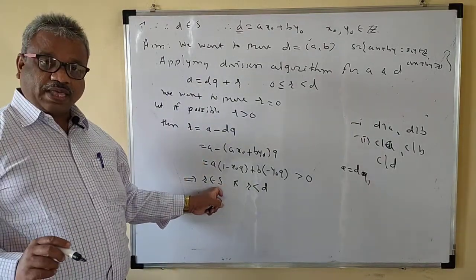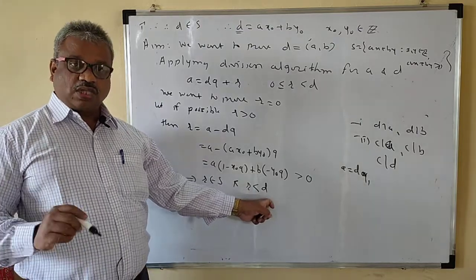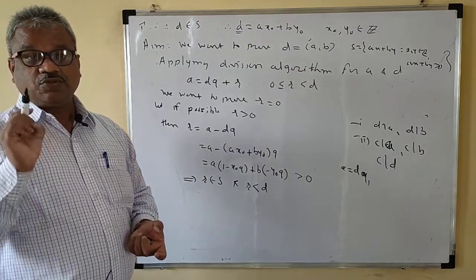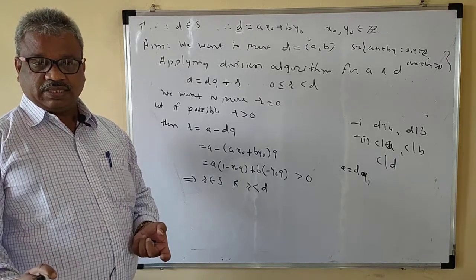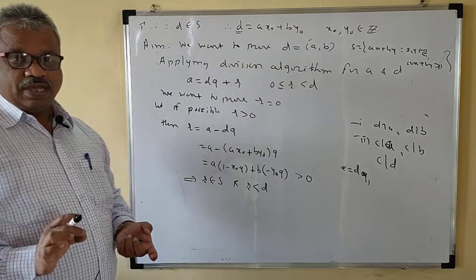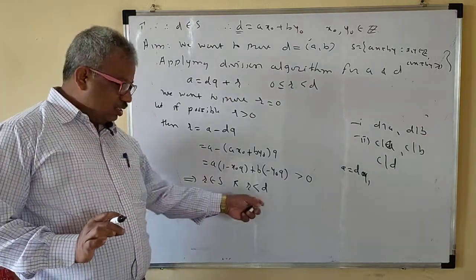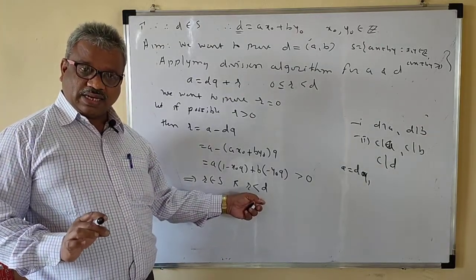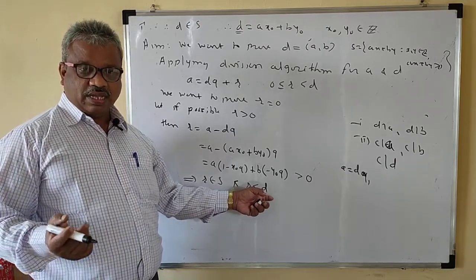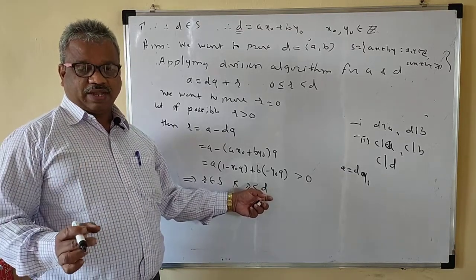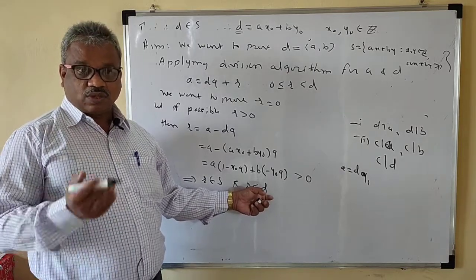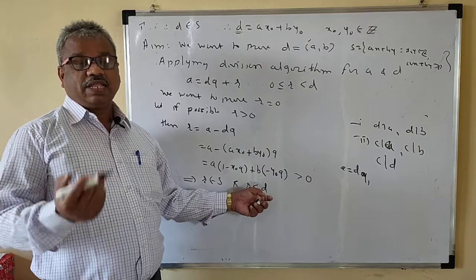Now r is an element of S and r is smaller than d. So what is our d? d is the smallest element of S. That means no number less than d is an element of S. So now r is less than d, and d is the smallest element. That means no number less than d is an element of S.